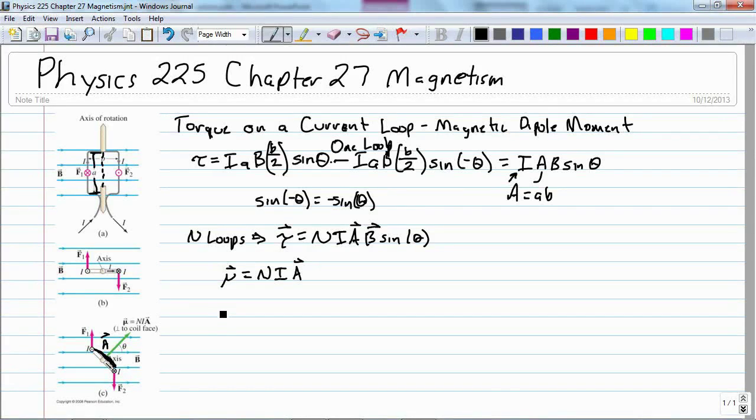So our torque, because we have a sine, and we think of torque as being in the third axis, we are going to convert this into a cross product. And so our torque as a vector is equal to the number of turns times the current times the area vector cross B, or that's just equal to the dipole moment vector cross B.